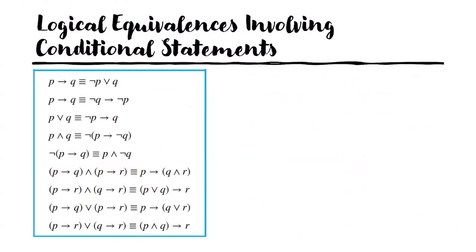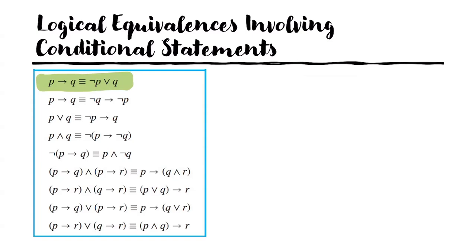Okay, so here are some logical equivalences involving conditional statements, like P implies Q. P implies Q is the same as saying not P or Q. This is, I would say, an important one. You should memorize it or you should understand it.